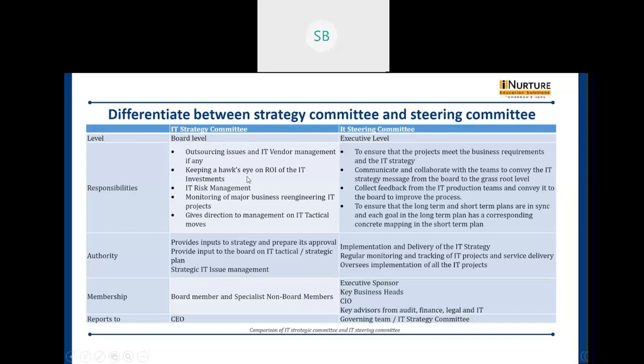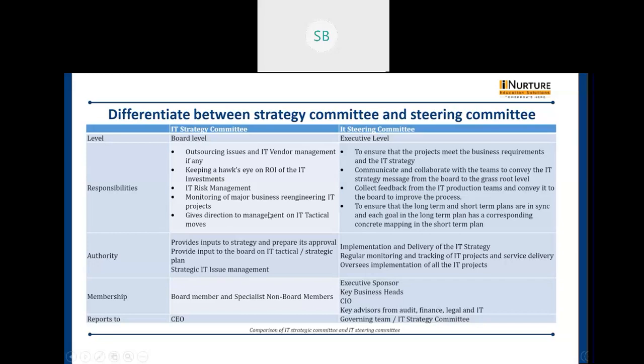Next, keeping a hawk's eye, that is, monitor the return on interest of the IT investments, and communicate and collaborate with the teams to convey the IT strategy message from the grassroots level. Just now I mentioned that whatever updates you have, you need to take by communicating with the IT teams, and whatever problems and issues you have, you need to report to the board members. Then IT risk management, disaster recovery, and here you will collect the feedback from the IT production team and convey it to the board to improve the process.